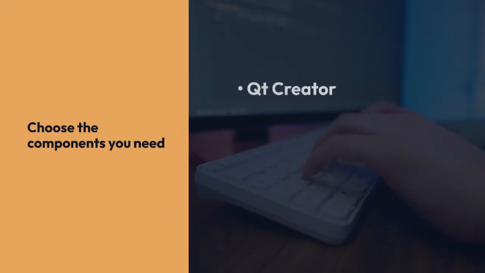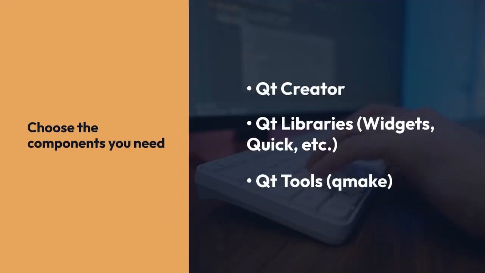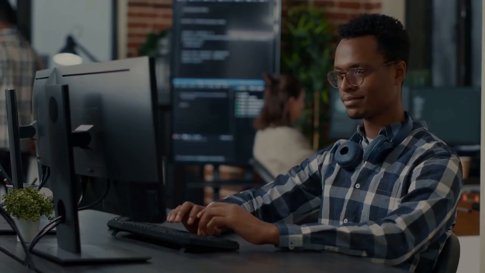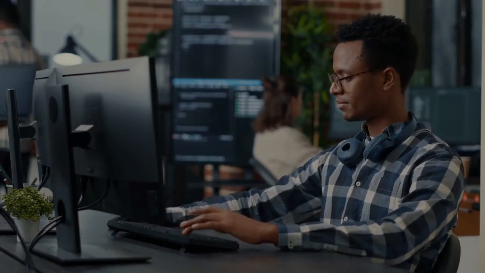Choose the components you need, such as Qt Creator, the Qt libraries you will use in your projects, like Qt Widgets, Qt Quick, etc., and the Qt tools, like QMake. After installation, you need to tell CLion where Qt is located.